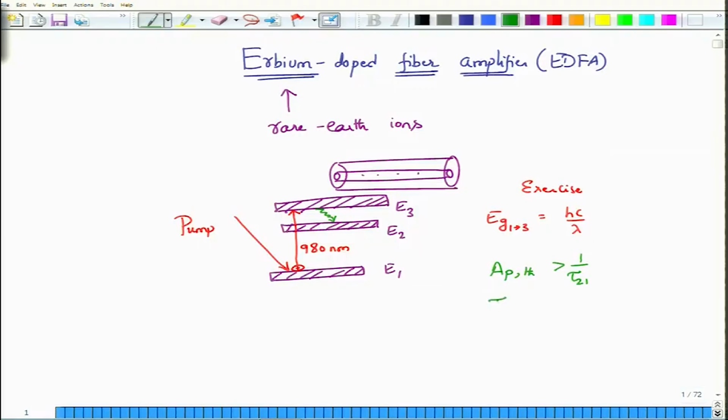The typical numbers for erbium doped fiber are that tau 32 is about a few microseconds or maybe less, whereas tau 21 happens to be just about 10 milliseconds. So you can see that most ions which have reached energy level E3 have the tendency to just drop to the energy level E2 without emitting any photons. That is all right, because we do expect the photons to be generated when atoms undergo transition from E2 to E1. The point is that they quickly go back to level E2 and start populating level E2.